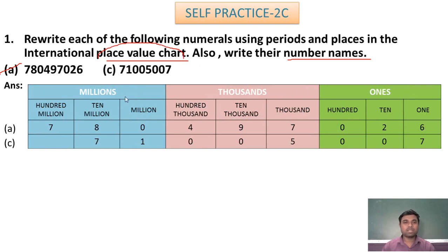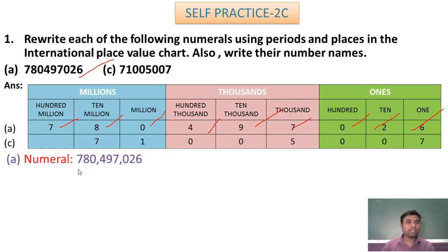So ones, thousands, millions: ones, tens, hundreds, 1,000, 10,000, 100,000, million, 10 million, 100 million. When you write, you just write from the ones place. So first write 6, then 2, then 0, then 7, then 9, then 4, then in millions 0, then in 10 million 8, then 7. Is it clear? So this is the international place value chart. You have to write in this way. Now we write the numeral.